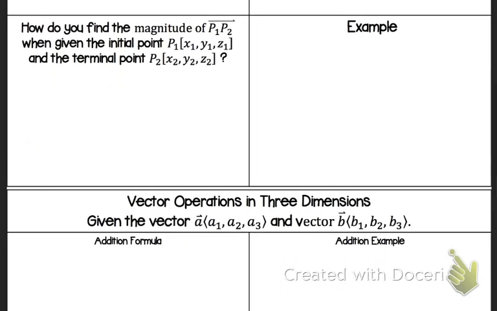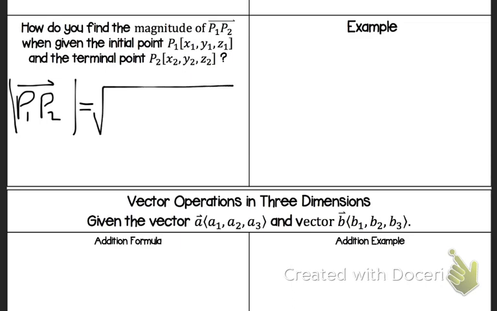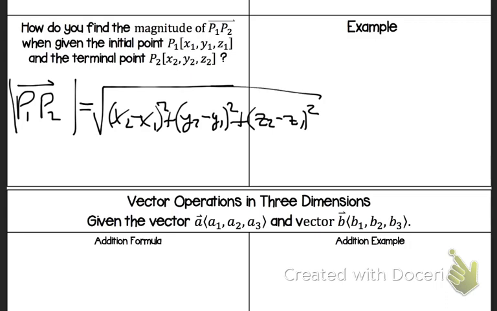Okay, how do we find the magnitude of a three-dimensional vector? Well, again, magnitude is just like the distance formula. So if we have these 2 points, p1 and p2, to find the distance between those, remember that's what we use for magnitude. We just use the distance formula, but we do it for 3 dimensions. So x2 minus x1 squared plus y2 minus y1 squared plus z2 minus z1 squared. So it's essentially the same thing, you're just adding that third component.